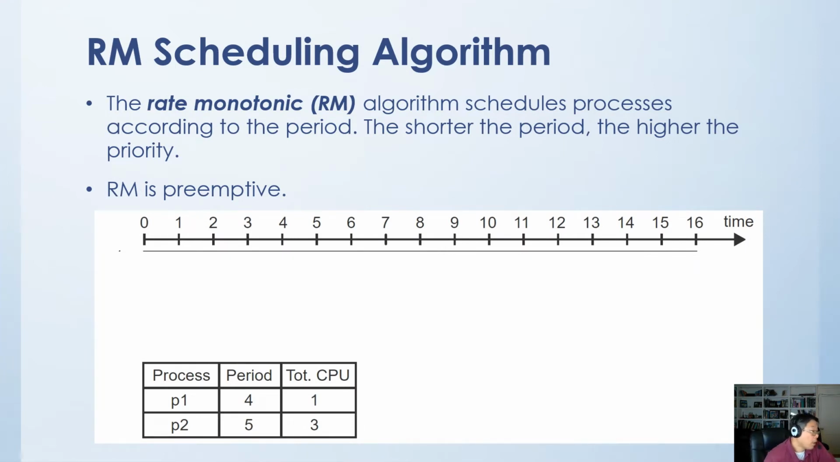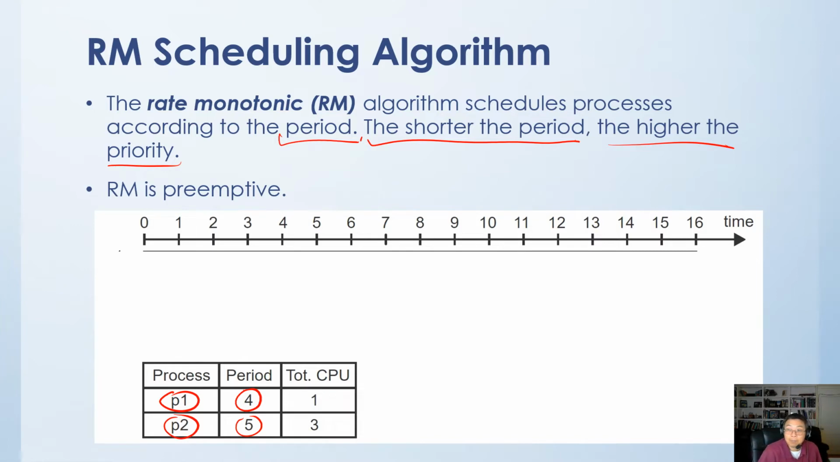One of the scheduling algorithms for the real-time processes is called the RM scheduling algorithm, the rate monotonic algorithm. The RM algorithm schedules the processes according to the period. The priority is given to the process with the shorter period, so the shorter the period, the higher the priority. In this example, we have two periodic processes, P1 and P2, with given periods. Process 1 has period 4 and process 2 has period 5. Using the RM scheduling, P1 always has higher priority than P2 because the period 4 is smaller than 5.